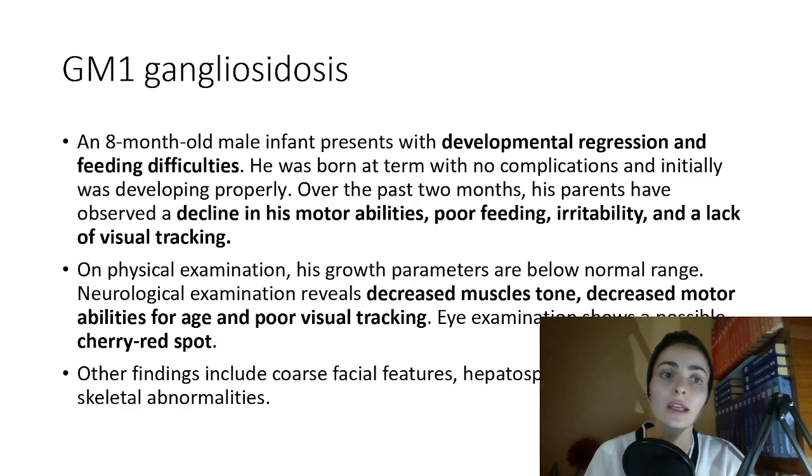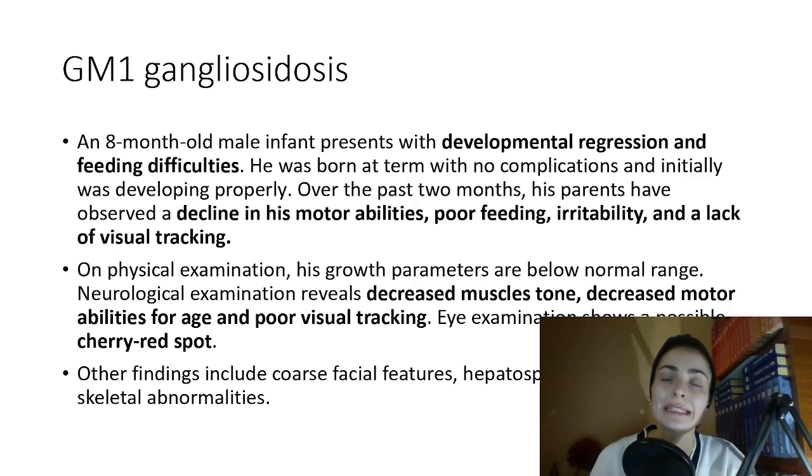The first one that we have to discuss is GM1 gangliosidosis, and we are discussing the case first and then a little bit of explanation. An 8-month-old male infant presents with developmental regression and feeding difficulties. He was born at term with no complications and initially was developing properly. Over the past 2 months, his parents have observed a decline in his motor abilities, poor feeding, irritability, and a lack of visual tracking. What does developmental regression mean?